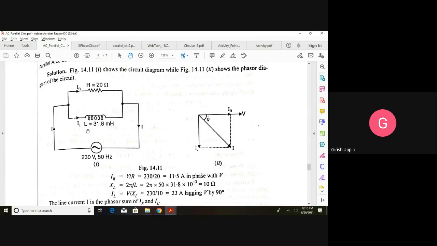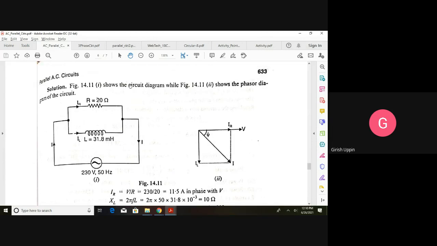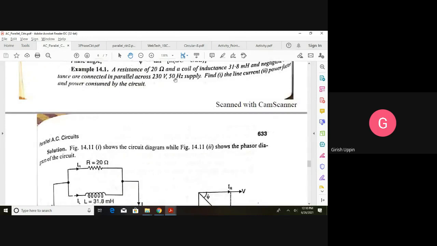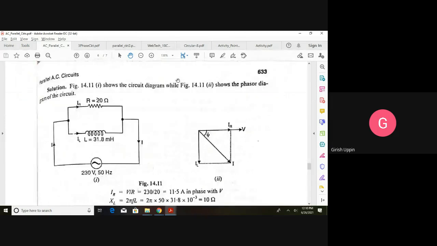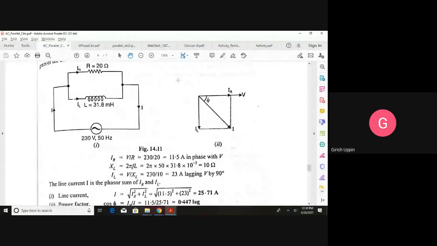Now we can calculate XL because the frequency is given, right? 230 volt, 50 hertz is given. XL is equal to 2 pi FL. You substitute, you get it as 10 ohm. So this is inductive reactance, XL is equal to 10 ohm. And for IL, the same formula we can apply. The applied voltage across this is V. V is equal to IL into XL. Therefore, IL is equal to V divided by XL, 230 divided by 10, 23 amperes, lagging by 90 degrees.